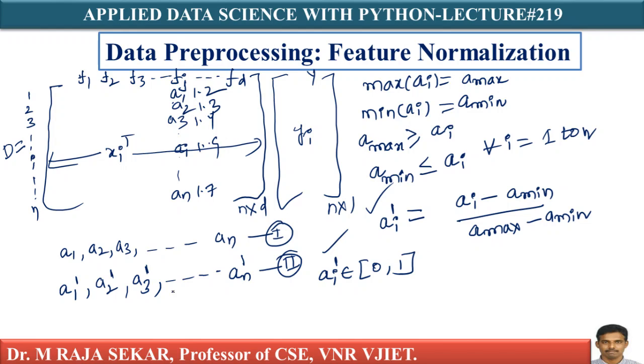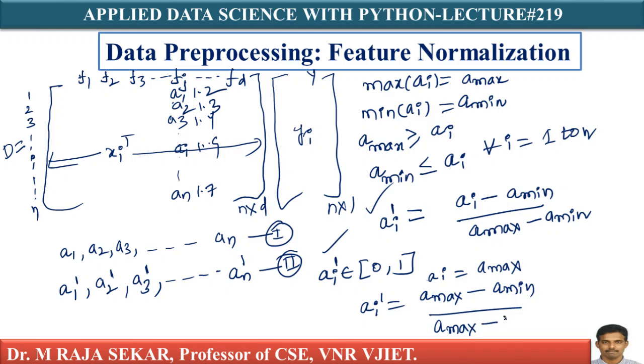Even if you want, let me check what Ai dash is for the maximum value. Let me transform Ai equal to A max: in the place of Ai, I will substitute A max. Means I am interested in transforming A max by using this formula. What will I get? Ai dash equal to A max minus A min by A max minus A min. What is this value? This value is 1. Means if you transform A max, you are getting 1.